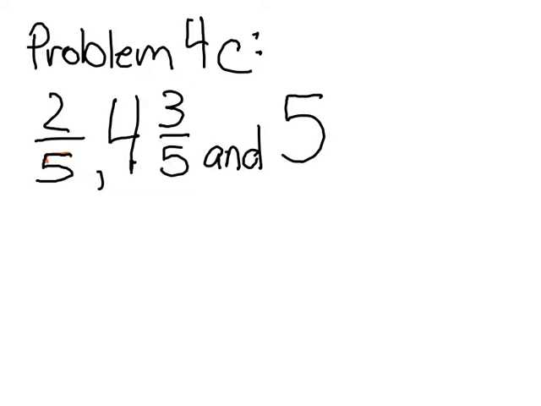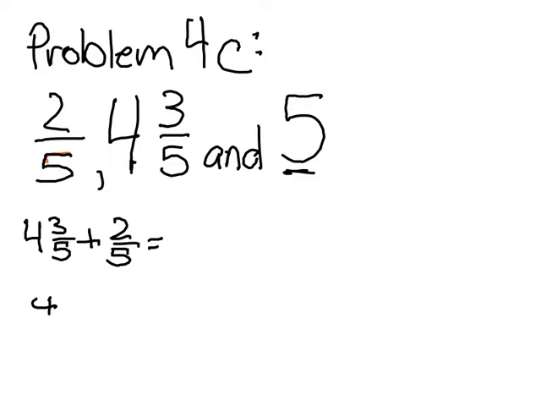Alright, we have a similar problem to 4b, but now we're working in fifths. We have 2/5, 4 3/5, and 5. And we're going to show the relationship between these 3 numbers. So let's start with an addition problem. We know that 4 3/5 plus 2/5 would equal, we hope 5, so let's look at this.